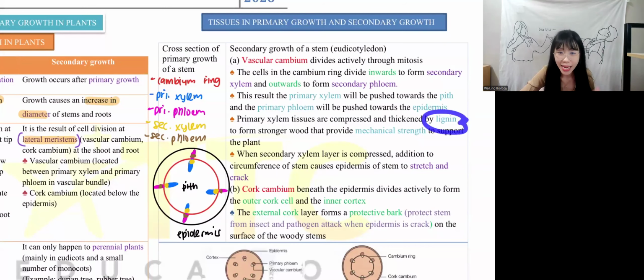When they are growing and increasing in diameter, eventually it causes the skin, which is the epidermis of the stem, to stretch and crack because they increase in diameter too fast. So the outer layer of the epidermis starts to stretch and crack. Once they crack, bacteria goes in. So they want to prevent bacterial infection. How? By having this cork cambium to protect them from insects and pathogen infection.